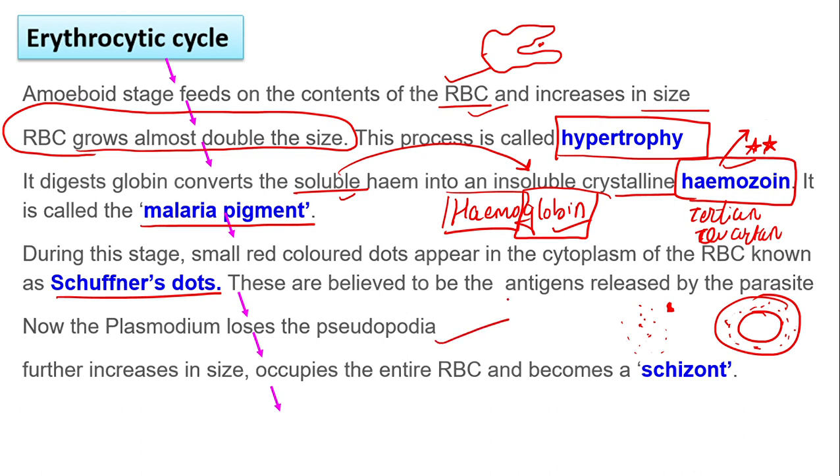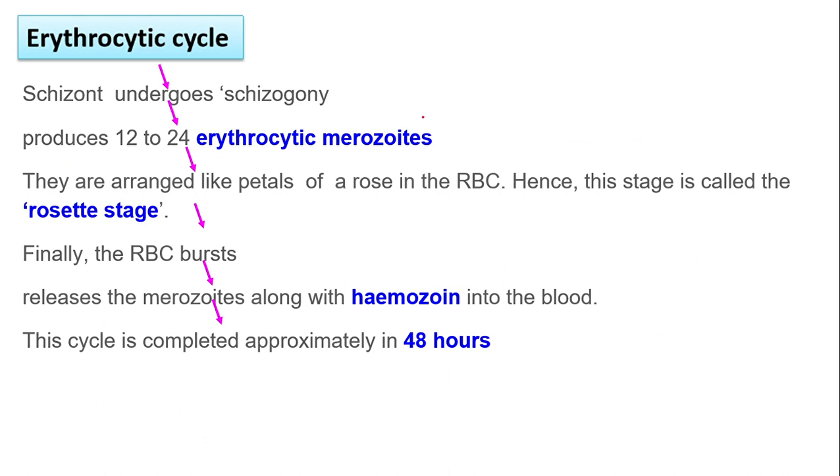Now Plasmodium loses the pseudopodia. So पहले it loses the vacuole, then it loses the pseudopodia and further increase in the size and occupies the entire RBC. हमने क्या पढ़ा था, अगर बहुत ज़्यादा size में बढ़ जाता है तो what do we call it as? We call it as sizont. Now, sizont undergoes sizogony. कौन से sizogony? Erythrocytic sizogony, where it produces 12 to 24 daughter cells.